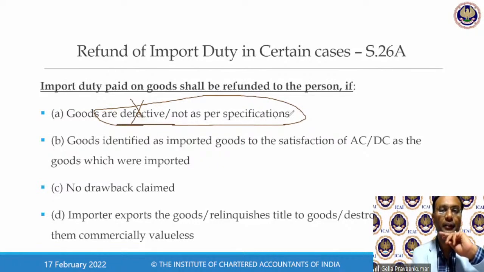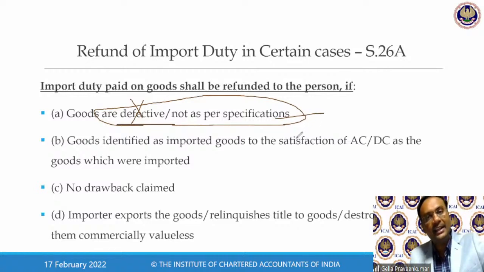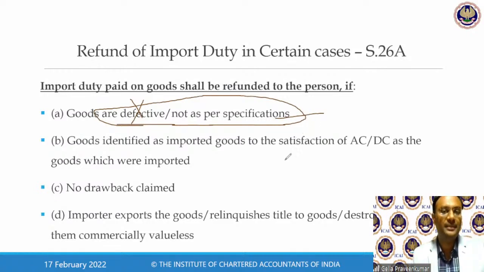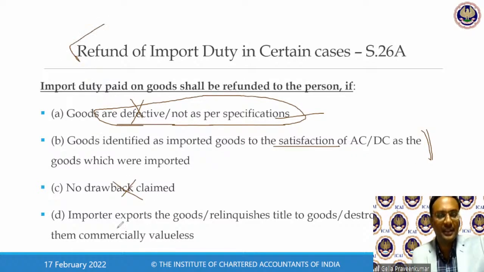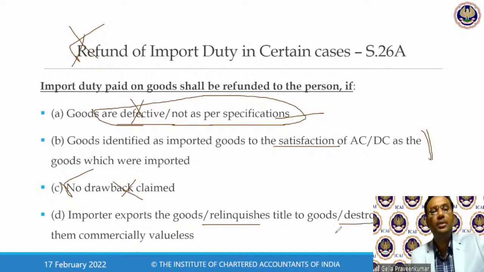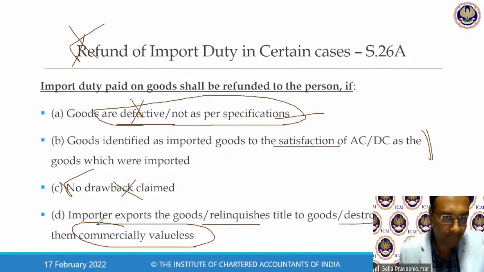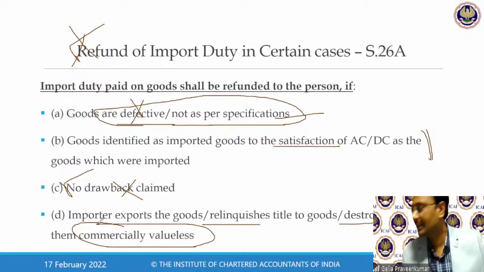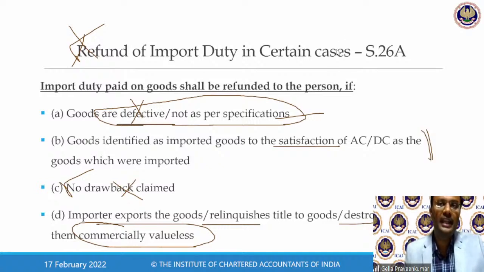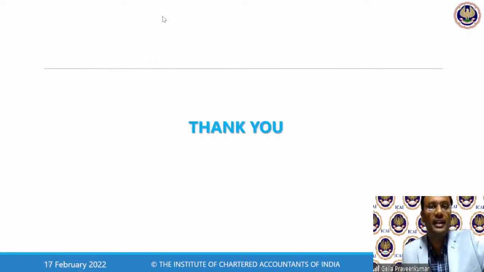How? There are a few cases where the cost of resending is much higher than the cost of disposing. In those cases, with the permission of the customs officer, I can dispose of those goods and claim a refund. If I have not claimed a drawback, then I can go for a refund under this section. If I filed a drawback, I cannot file my refund application. There could be cases where I give away title to the goods, or I destroy the goods at the premises in the presence of the commissioner or the proper officer. There could also be cases where the customs officers say these are not permissible goods. Even in those cases, I can file a refund application.